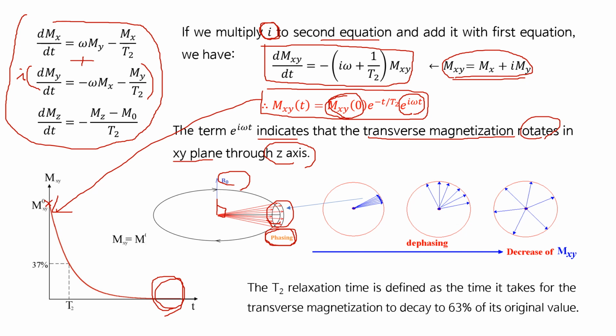But when the 90-degree pulse is turned off, then nuclear spins interact with each other, and the field felt by each nuclear spin is different, so their precession frequencies are different. Consequently, the phasing is lost. So with complete dephasing, we get Mxy will be 0.